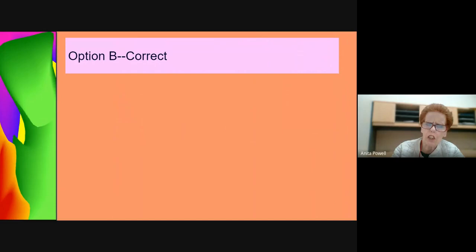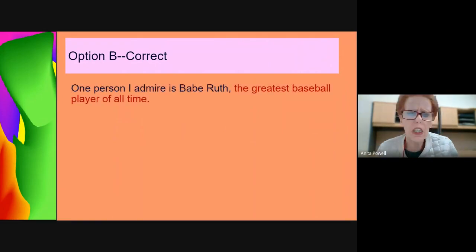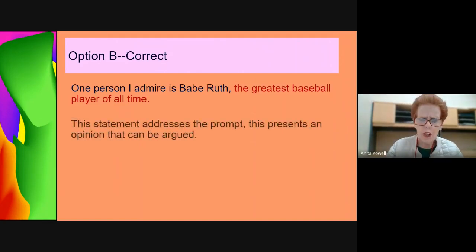Option B is the better thesis statement. One person I admire is Babe Ruth. He is the greatest baseball player of all time. The statement addresses a prompt. It also presents an opinion.